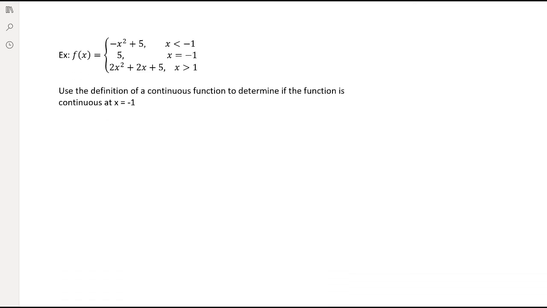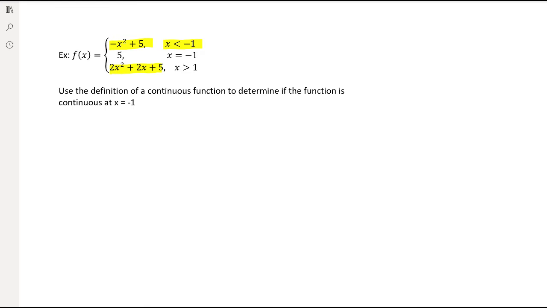Okay, this next example, we have what's called a piecewise function. And piecewise gets its name from each piece of the graph is only valid for the particular domain that's given over on the right side. So for instance, for all x values less than -1, this graph will look like the parabola negative x squared plus 5. At x equals 1, this graph will be just the constant value of 5. And then for all x values greater than 1, the graph is going to look like this parabola, 2x squared plus 2x plus 5. Okay, I'm sure in previous courses you were asked to graph these. Right now, we're only going to consider, is this function continuous at x equals -1?